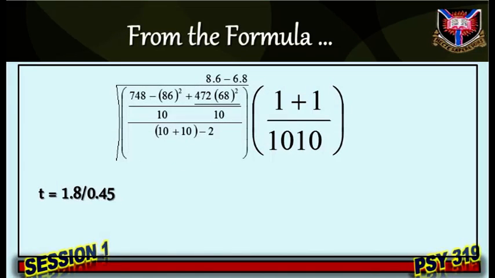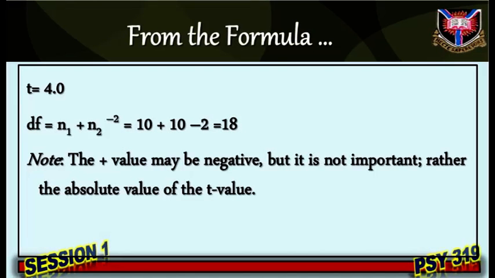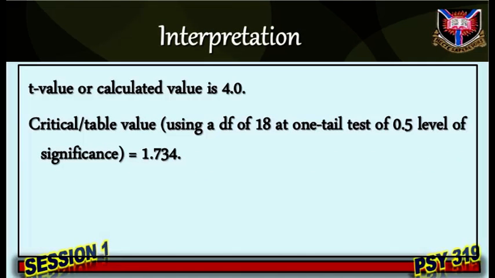T is equal to 1.8 over 0.45. T is equal to 4.0. Degree of freedom is equal to N1 plus N2 minus 2, is equal to 10 plus 10 minus 2, is equal to 18. Note, the T value may be negative, but it is not important; rather, the absolute value of the T value. Interpretation. From the calculation, our T value or calculated value is 4.0.